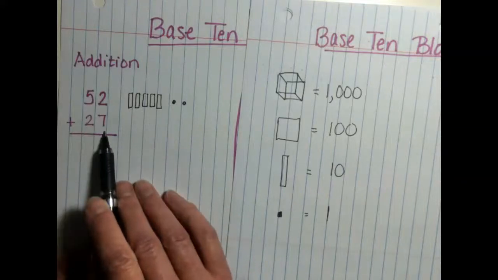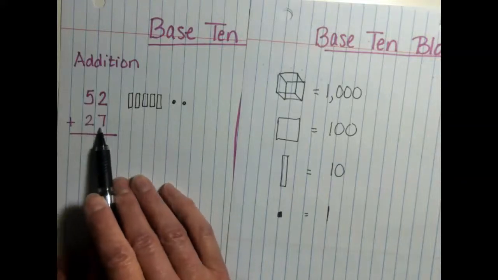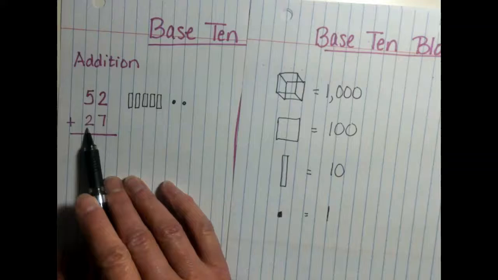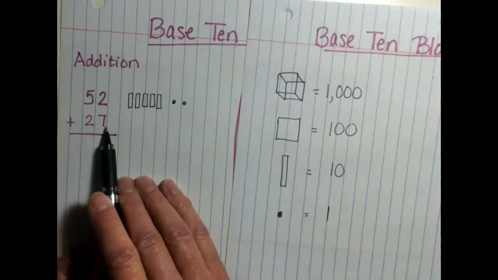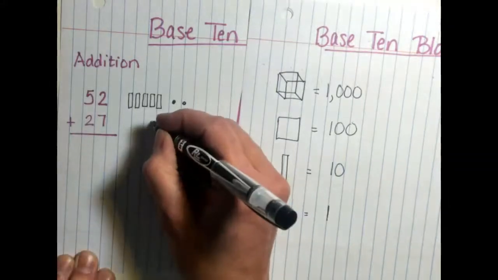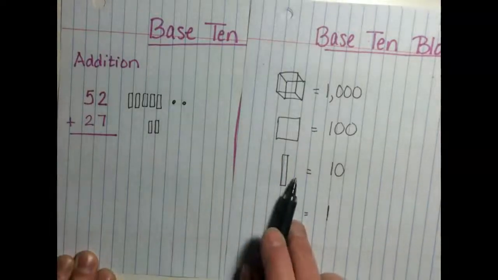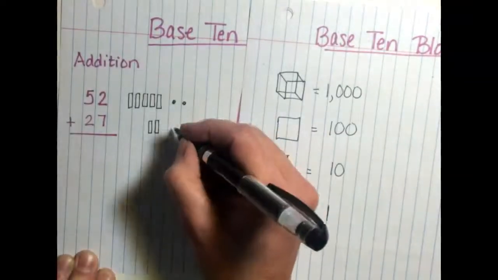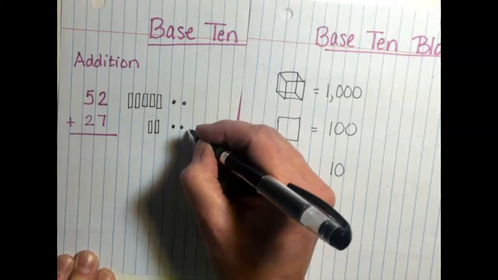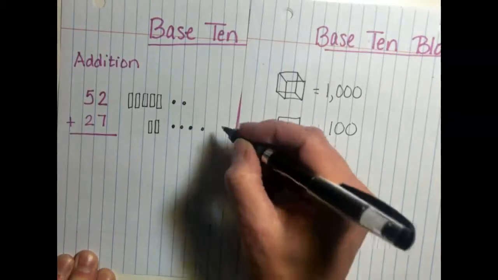Then I go down to the next number, which is 27. So I know I have 2 tens and 7 ones. I'm going to draw my 2 tens, and remember those are like the little sticks. And then I'm going to draw my 7 ones.